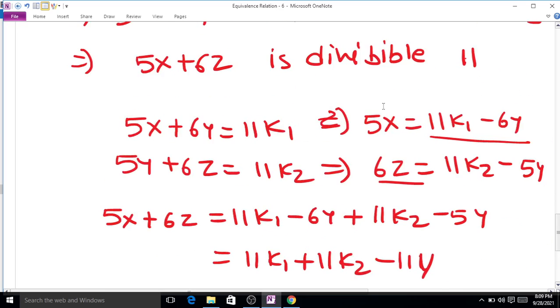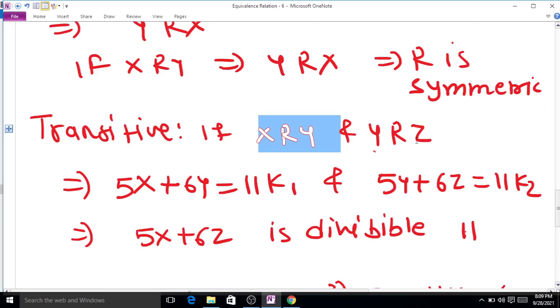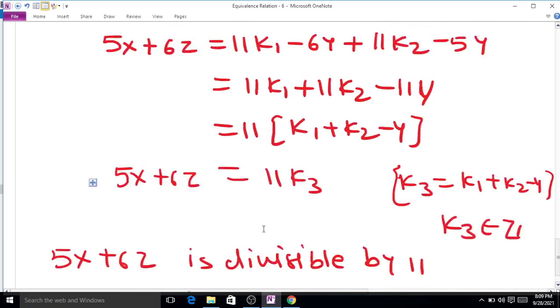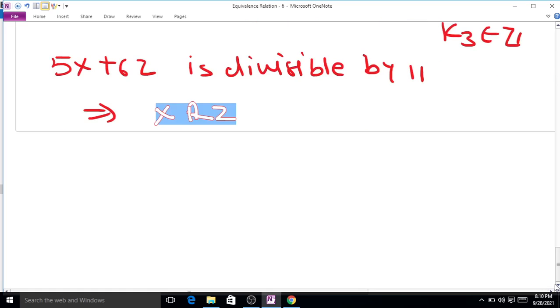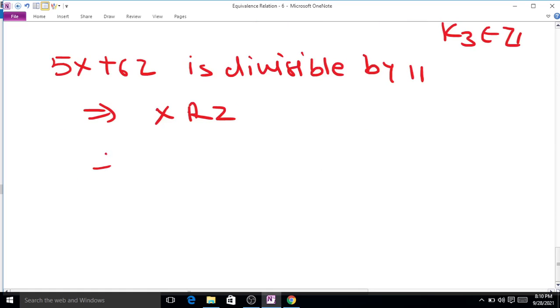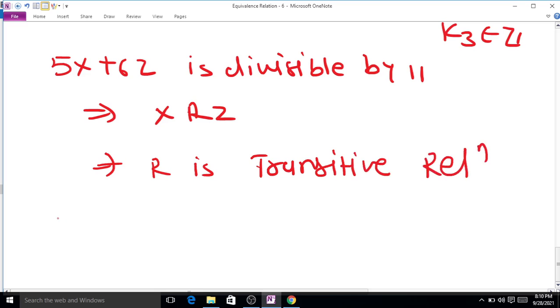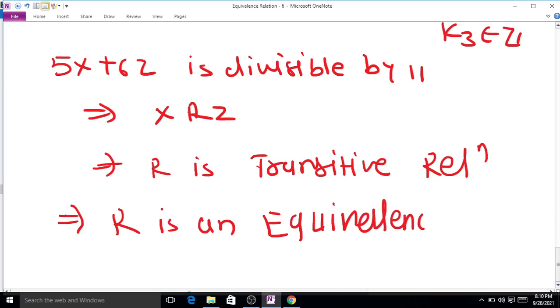So if x is related to y and y is related to z implies x is also related to z, and therefore R is a transitive relation. Now since R is reflexive, symmetric and transitive, this implies R is an equivalence relation. Okay, thank you.